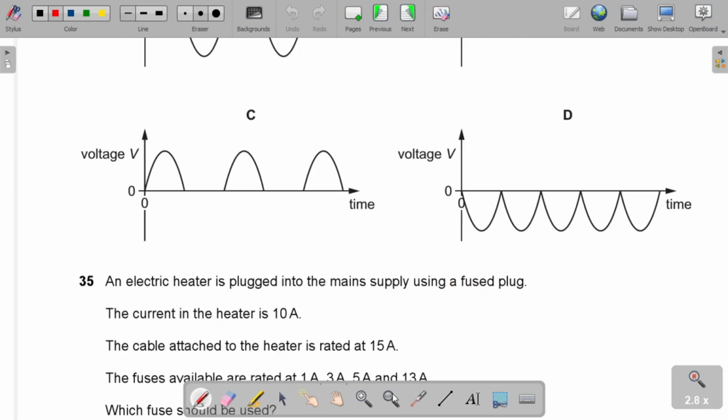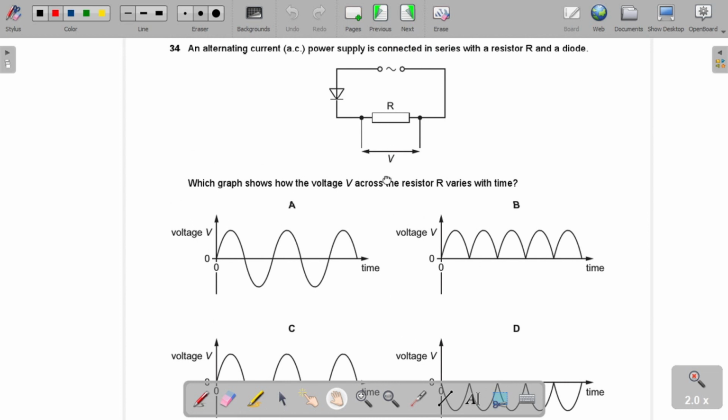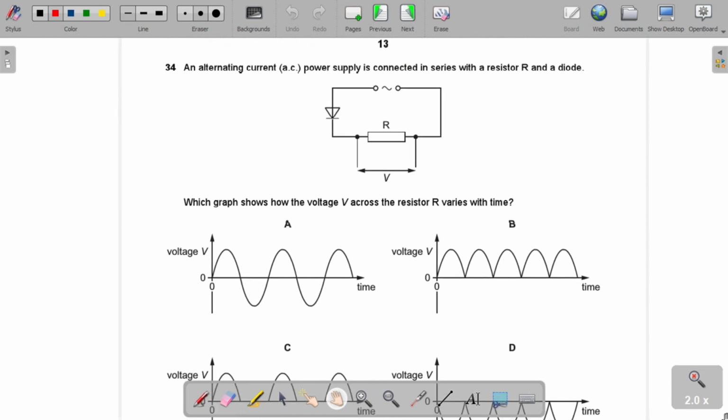Let's go to the next question. That's question 34. An alternating current AC power supply is connected in series with a resistor R and a diode. Which graph shows how the voltage across the resistor R varies with time?